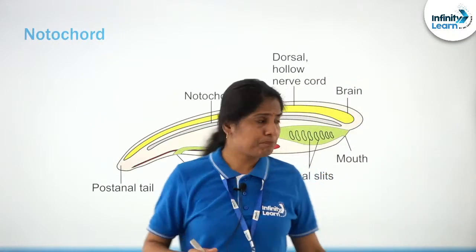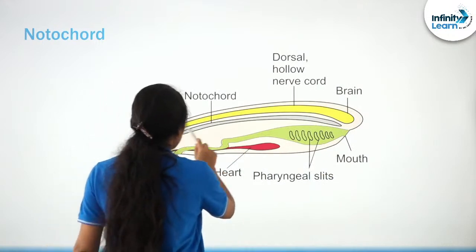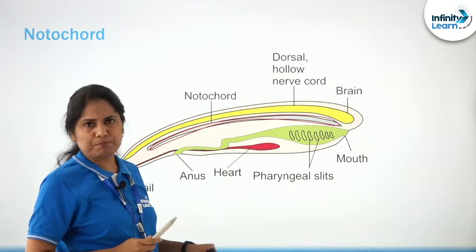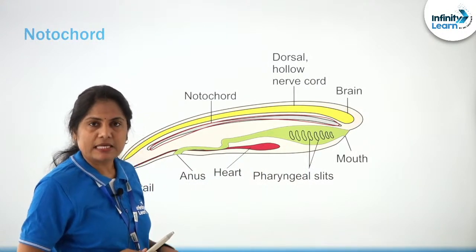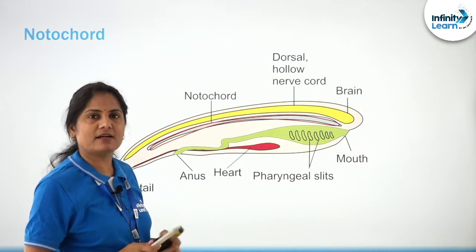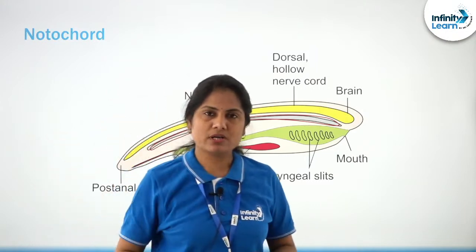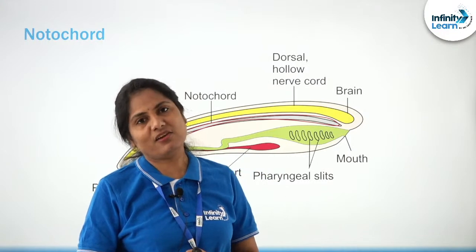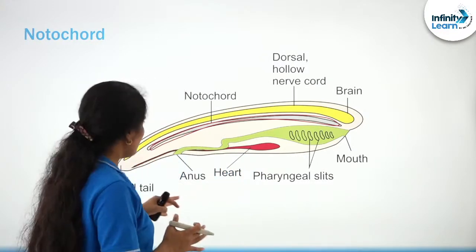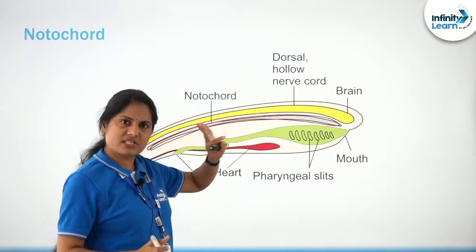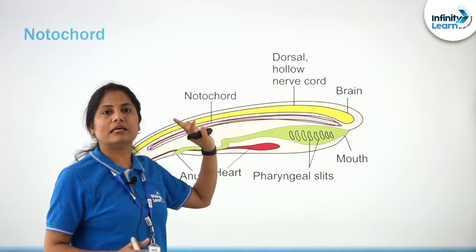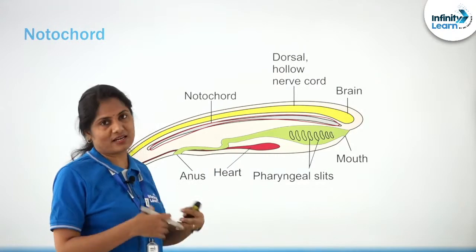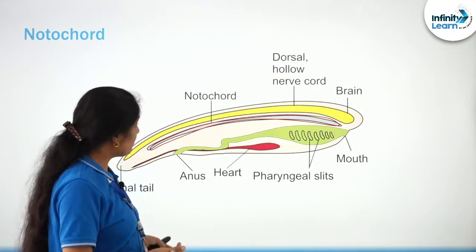Notochord, finally, a rod-like structure in the embryonic stage. Look at that beautiful rod-like structure, flexible, mesodermally derived, later replaced by the vertebral column or backbone. If it is replaced by the vertebral column, we call it vertebrates. If not, invertebrates. There are organisms where the notochord persists throughout life, like the cartilaginous fishes or the cyclostomes that we will talk about at a later point of time, right?